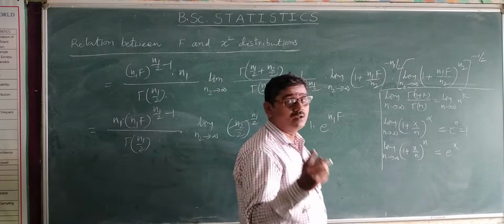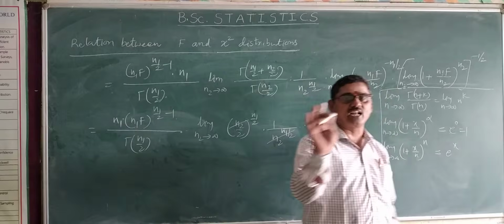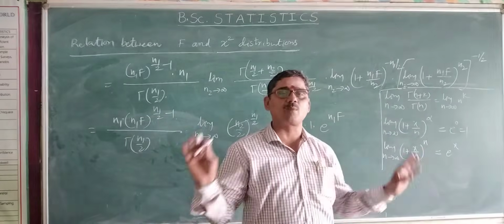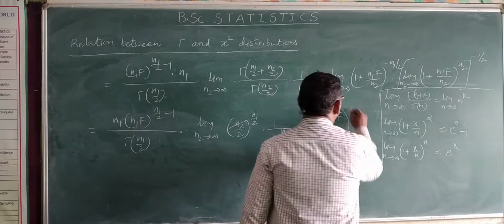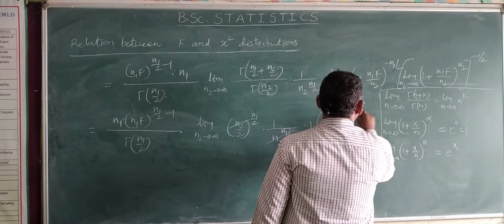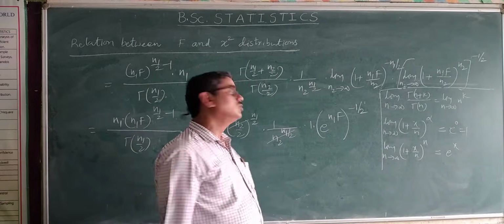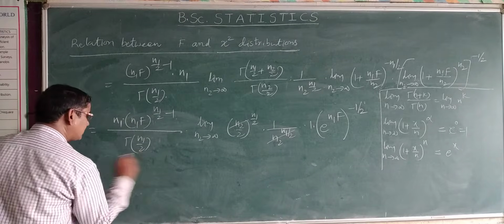Not finished, because there is still the whole power minus 1 by 2. Clear? Why have I written whole power minus 1 by 2? I separated it to understand very clearly. So the whole power is minus n1 by 2 minus 1 by 2. Clear? So now come over here. The limits are finished.